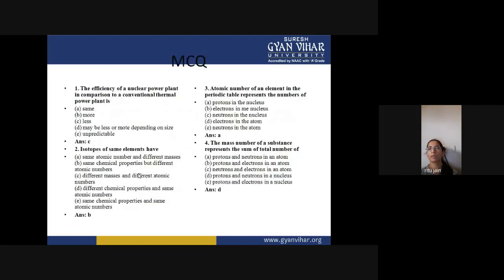There are some numericals based on this lecture. The efficiency of a nuclear power plant in comparison to a conventional thermal power plant is less. Isotopes of the same elements have the same chemical properties but different atomic numbers. These are some numericals based on this lecture, and by solving these problems you can understand the concept of these power plants better. These are the MCQs of this lecture.